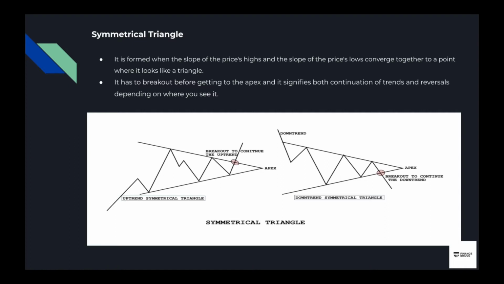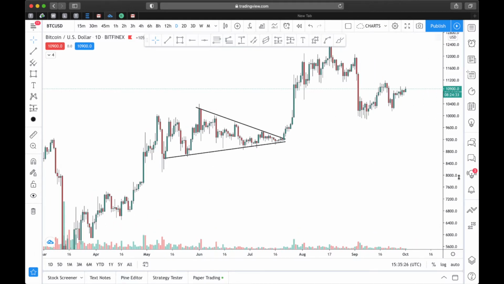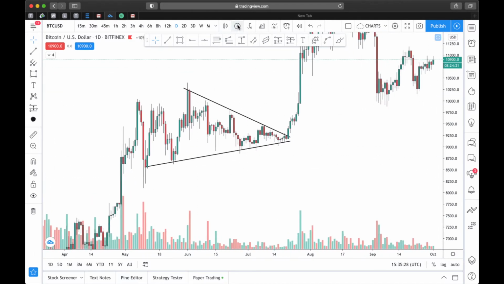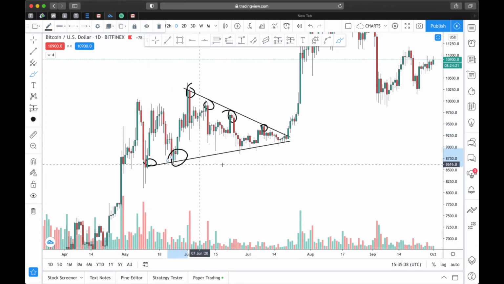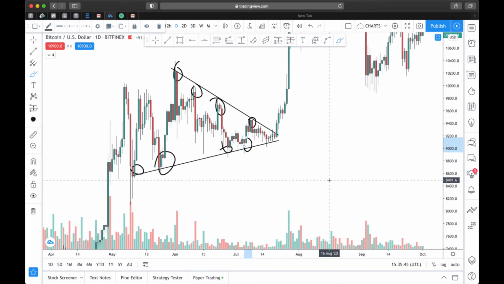So let me show you what it looks like in a real life scenario. This is a typical symmetric triangle. Can you see it? You can see that we have been having lower highs, lower highs, lower highs, and then higher lows, higher lows, higher lows. So in this case, you are looking for where the price will break out from, and that's where you're going to be taking your trades.